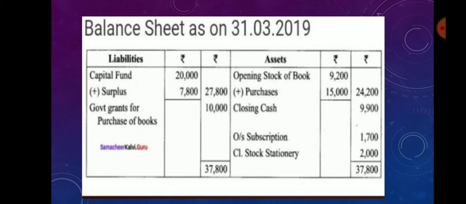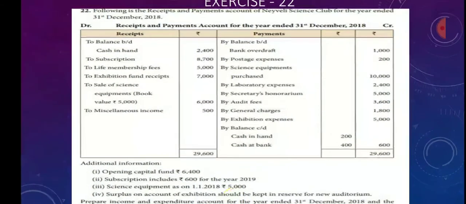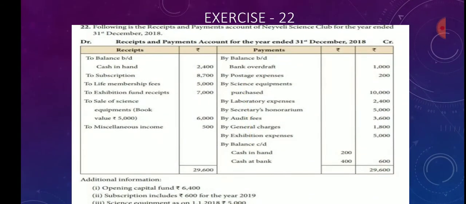The result, the same side will be shown in the same value. 37,800 in the asset side of the balance sheet. The same value represent for liability side. 37,800 in the liability side. Next, come to the question number 22.